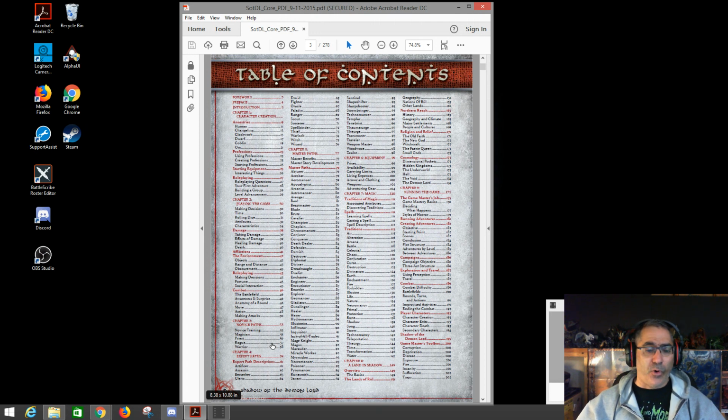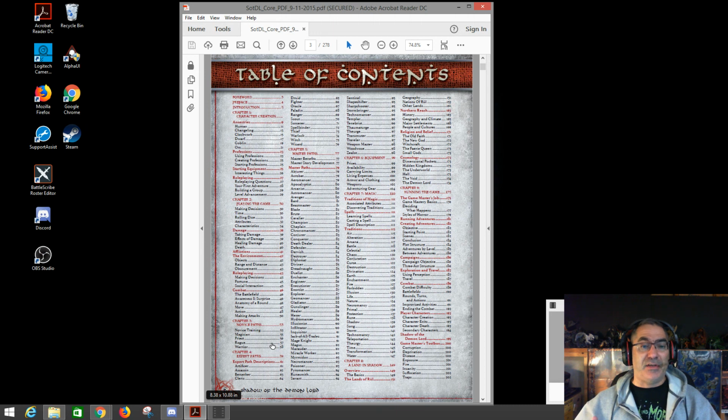Now, chapter 4 goes into the next section, which is expert path. And before I go any further into that, let me back up a little bit. Novice paths make up levels 1 and 2 of this game. So you have a first level novice path, and then you progress to the second level of that same novice path when you level up to level 2.